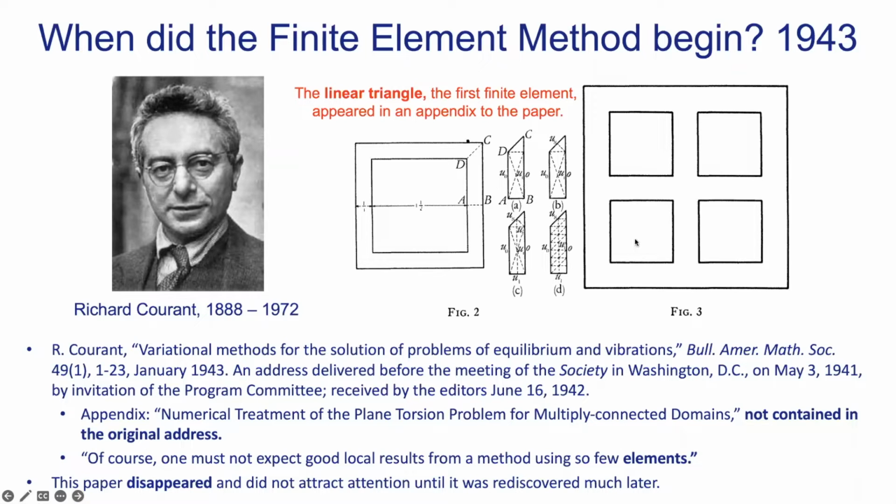And these are some pictures from that paper. And what he did is he solved the torsion problem, which involves a Laplace operator. And the discretization, the variationally inspired discretization, was with linear triangles, the classical two-dimensional basic finite element, the linear triangle. And it appeared in the appendix of that paper. And he even used the word elements in that paper. He said, of course, one must not expect good results from a method using so few elements. And as I said, this paper just disappeared.